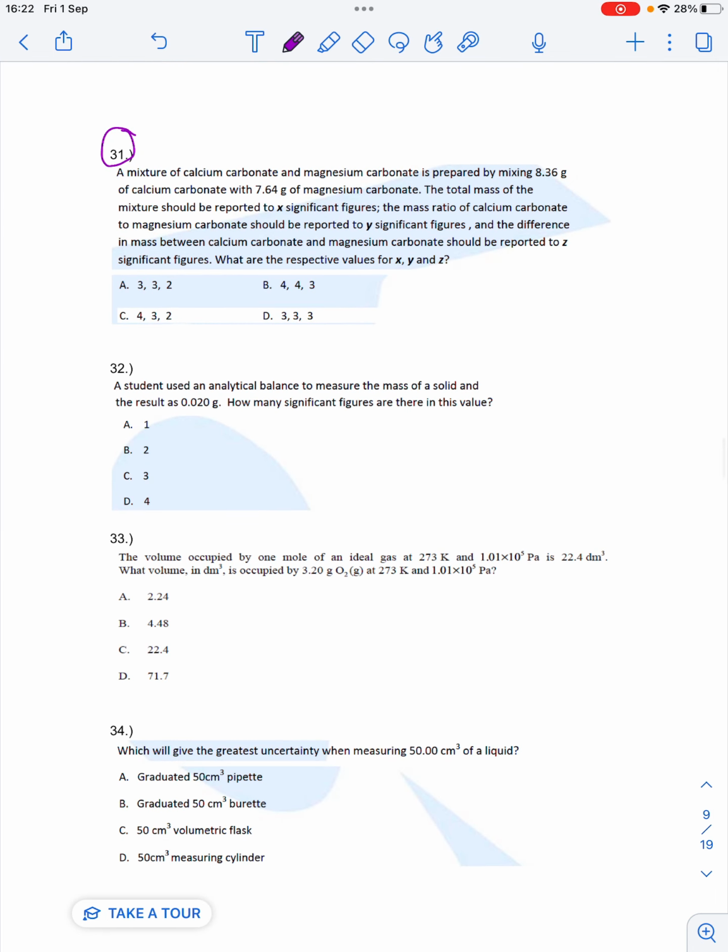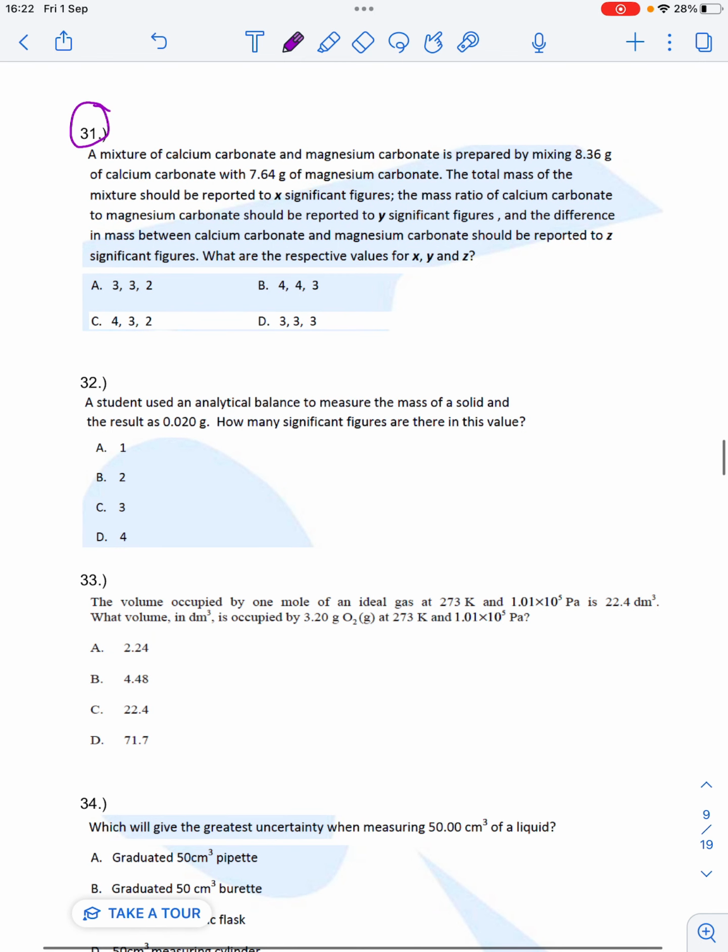Okay, moving on. This one hits you with a number of different sig fig things all at once. A mixture of calcium carbonate and magnesium carbonate is prepared by mixing 8.36 grams and 7.64 grams. The total mass of the mixture should be reported to X significant figures. First thing to realize is that you're doing addition. It's kind of a trick question because when you add things, you don't round off based on significant figures. You round off based on number of decimal places.